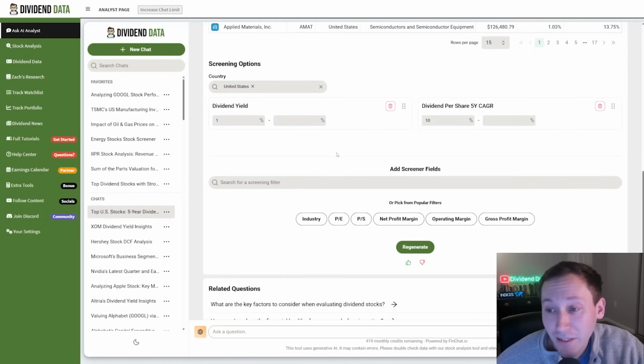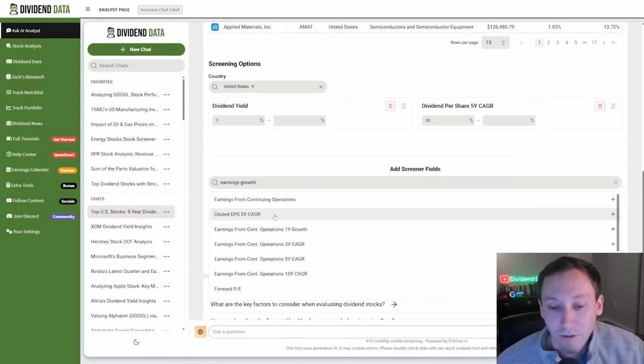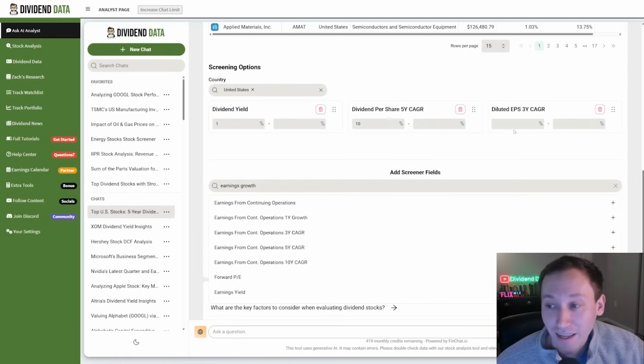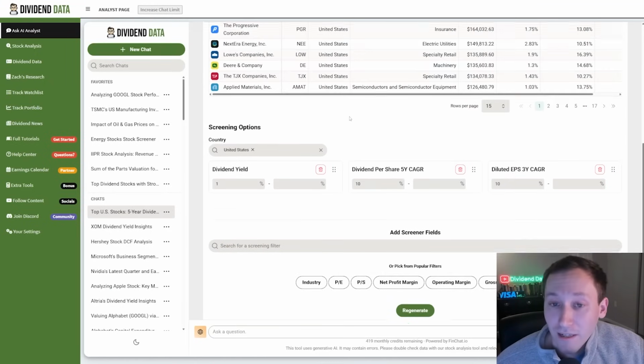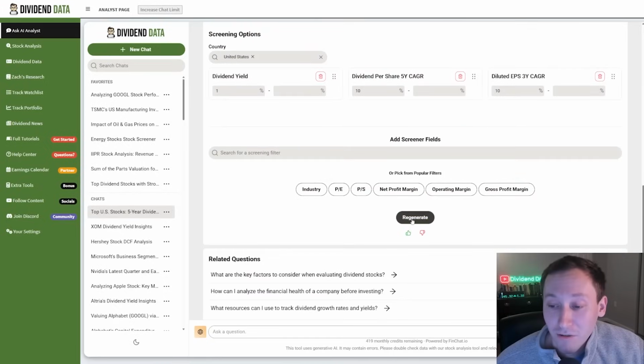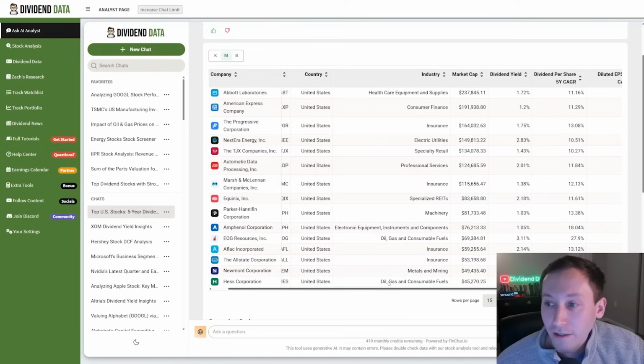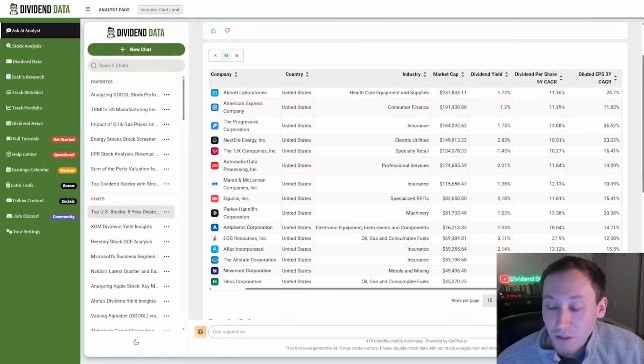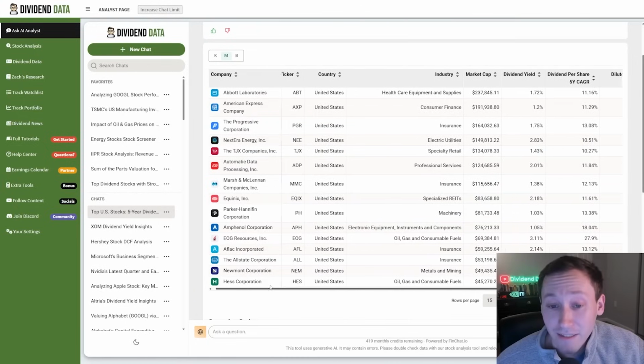Now, if we scroll down here to the bottom, you can add in and search for various different fields. So let's say we wanted to have earnings growth rates. So you can see here they have diluted earnings per share, 3-year compound annual growth rate. Let's add that in and say we want that over 10%. X out of adding more fields. And then to rerun the screener, all you have to do is come down here and click regenerate. Then you can see that this new category was also added and we have a slightly different list.